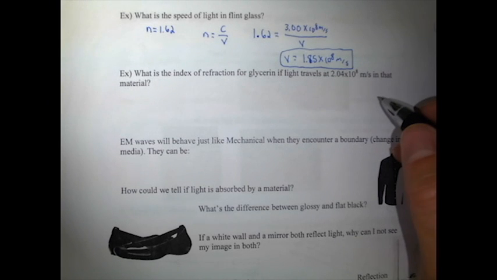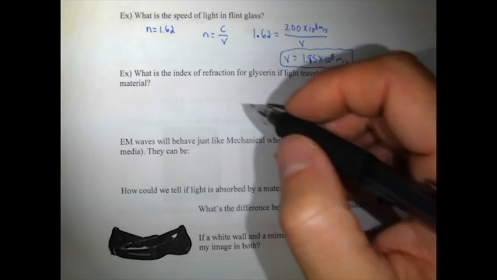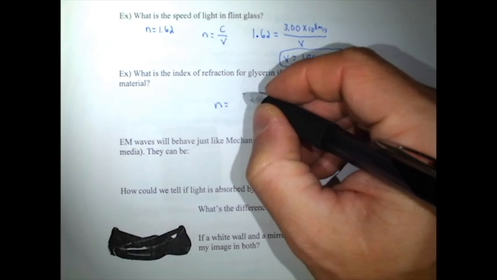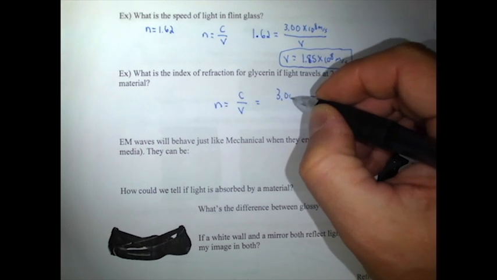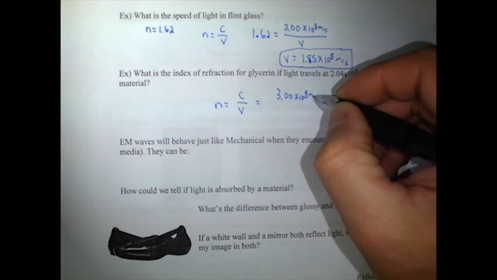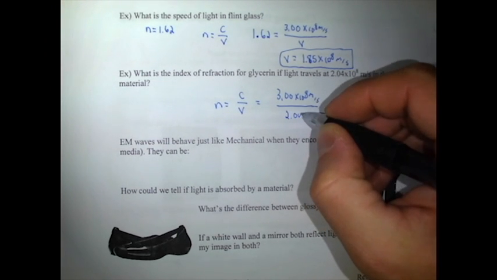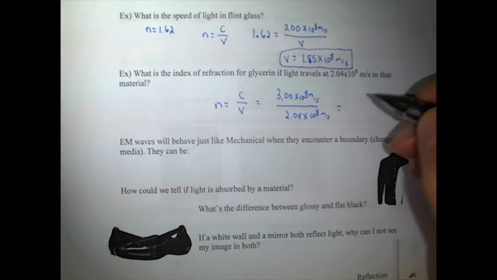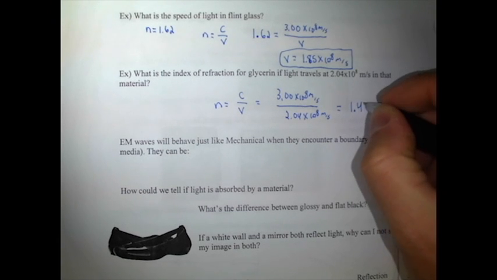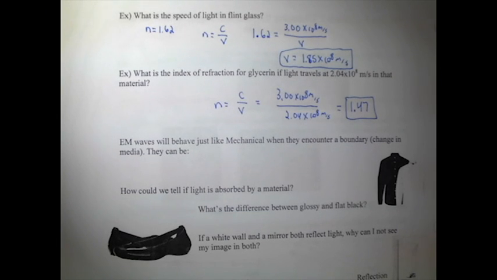In the second example, we are asked this time to find the index of refraction for the material glycerin, knowing that light travels at a given speed in that material. So this is a little more straightforward. Again, n is the ratio of the two speeds. So we put in 3 times 10 to the 8th in the numerator for the speed in a vacuum, and then the speed in the material, 2.04 times 10 to the 8th meters per second, and plug and chug, we get 1.47. So there's no unit to the index of refraction, it's just a ratio between two speeds.